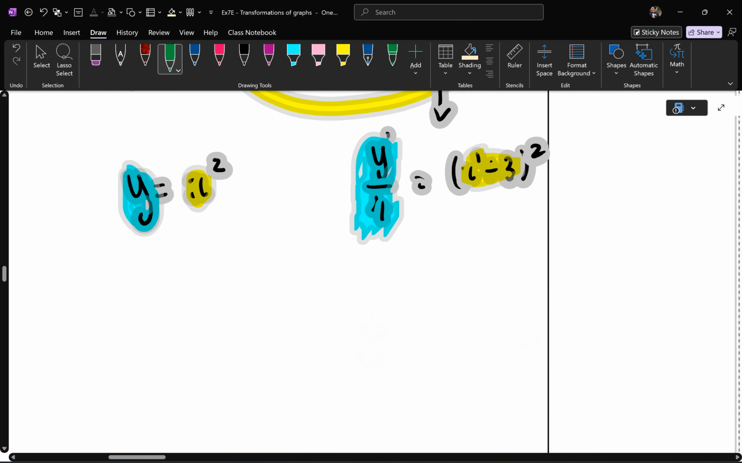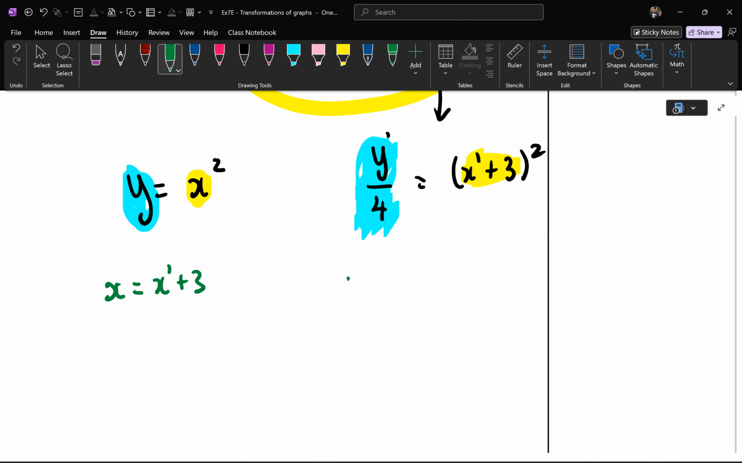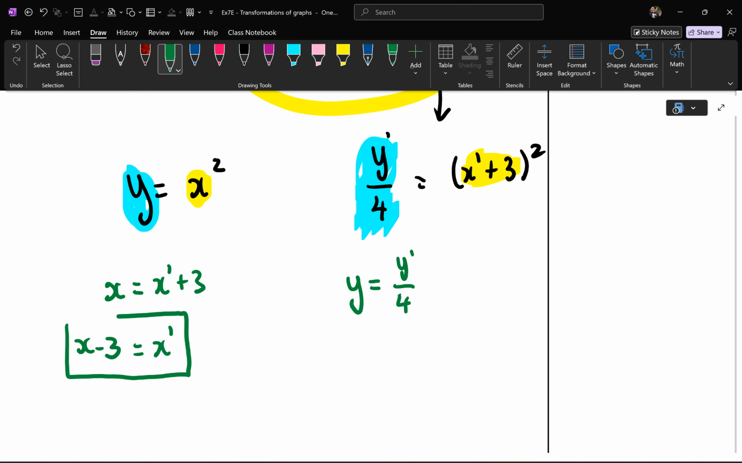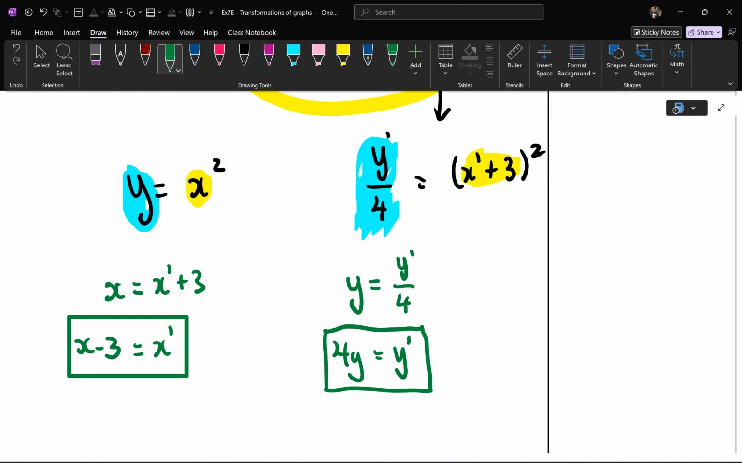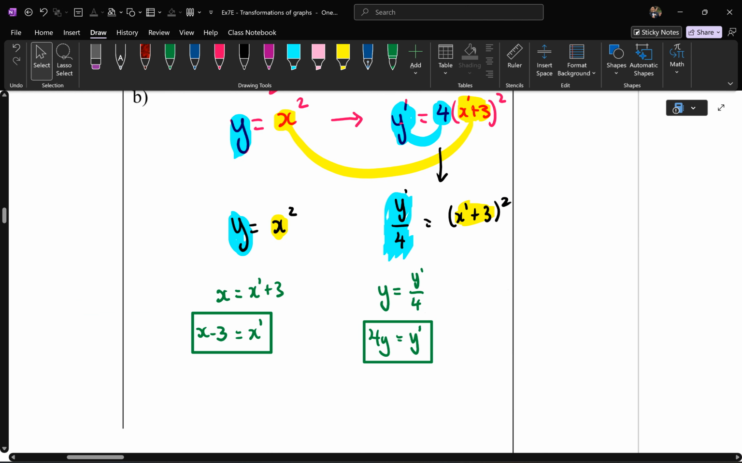Let's write out the equation. So old x is equal to x dash plus 3. The other one is old y equals to y dash on 4. Your goal is to find the sequence of transformations, means find x dash, y dash. So here, if I rearrange it, x dash must equal to x minus 3. Y dash, times both sides by 4, is 4y. Exactly the way I just taught you just now.